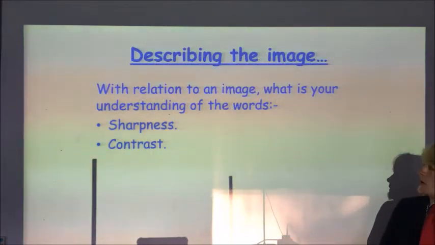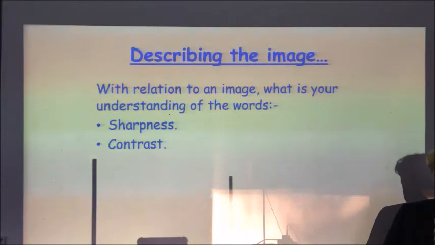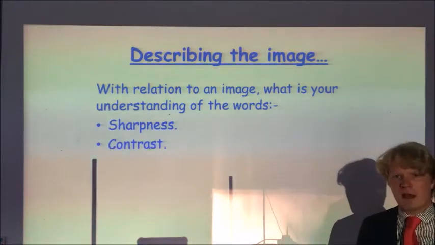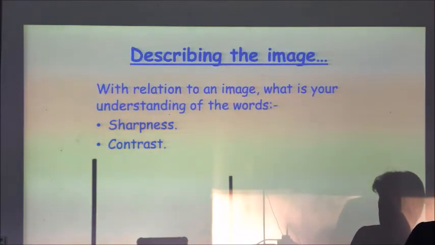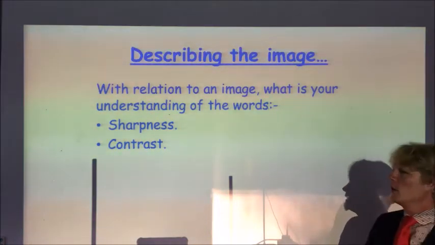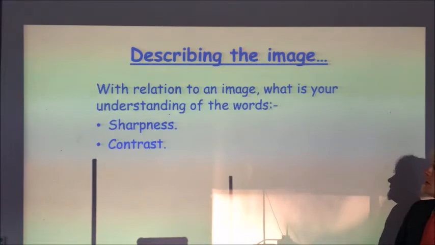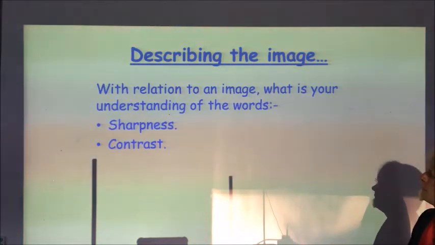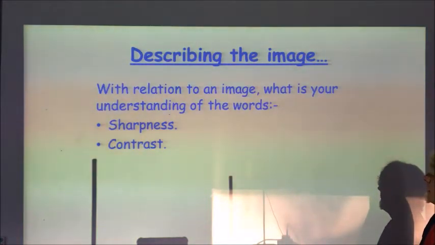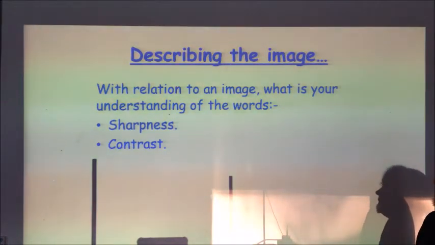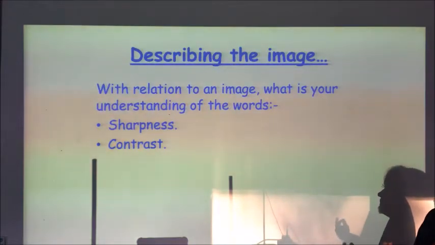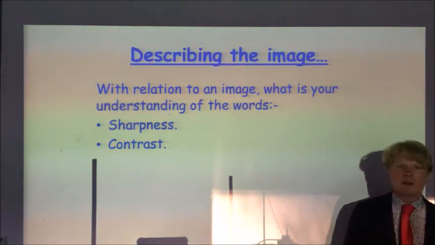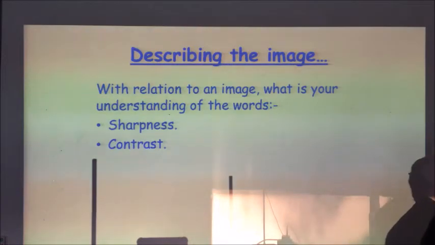Okay, so I'm going to take a little time to talk about describing the image now. Before, we were talking about how the image is formed, and now we're talking about how to improve the image. First of all, we need two words to help us describe images. I think these are fairly everyday words. However, our understanding of them has to be very, very specific. So in relation to an image, we have these two words, sharpness and contrast. So we need to know those definitions.